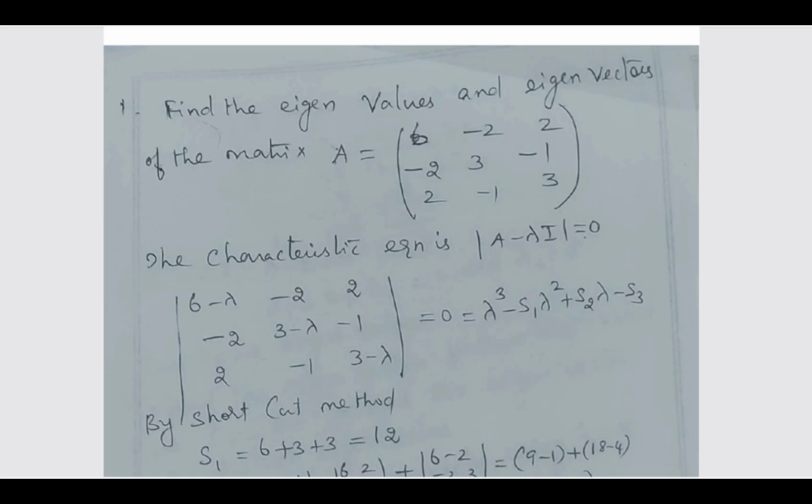So, my dear students, again we are going to meet with another problem of a different one. Here I have taken a symmetric matrix this time. So, as usual, I have written the question as: find the eigenvalues and eigenvectors of the matrix A equal to, first row 6 minus 2 2, minus 2 3 minus 1, 2 minus 1 3.